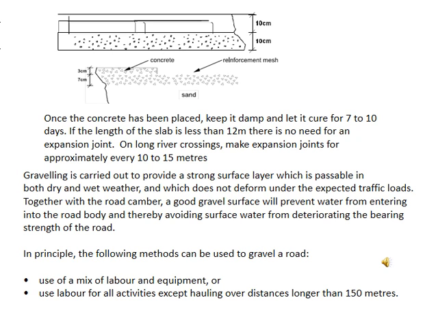And we also have to install the gravel. Graveling is carried out to provide a strong surface layer, which performs in both dry and wet weather and does not deform under the expected traffic loads. Together with the road camber, a good gravel surface will prevent water from entering the road body, thereby preventing surface water from deteriorating the bearing strength of the road. In principle, different methods can be used to gravel the road. We have to use a mix of labor and equipment, and use labor for all activities and for hauling over distances longer than 15 meters.